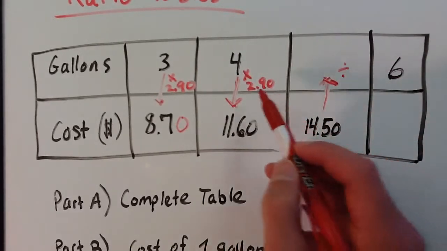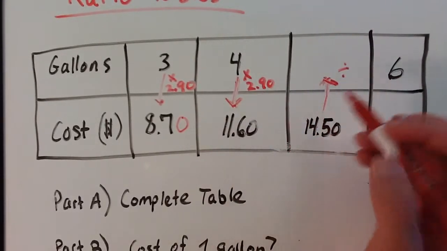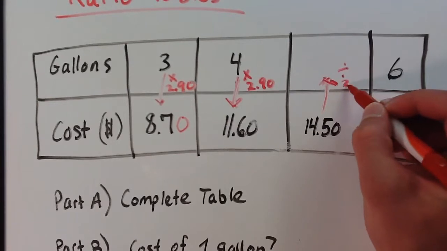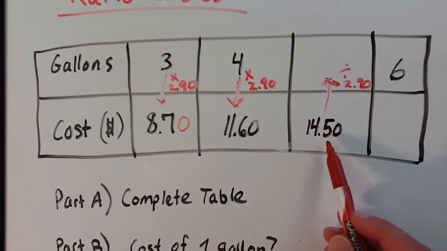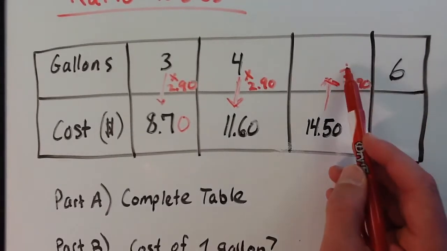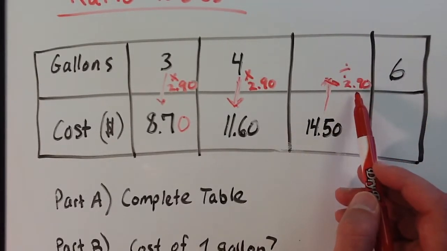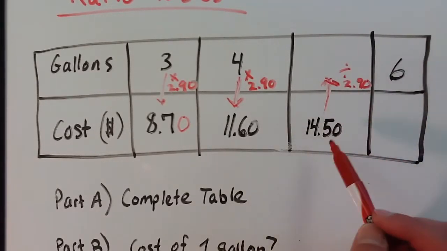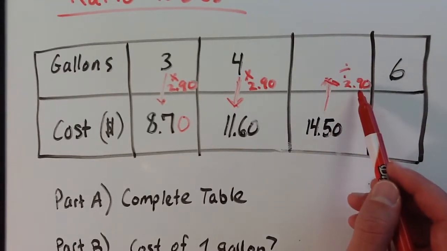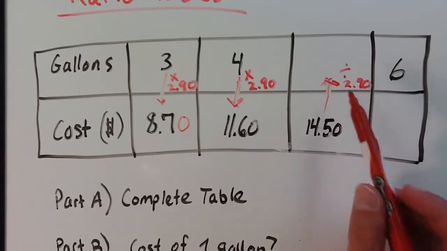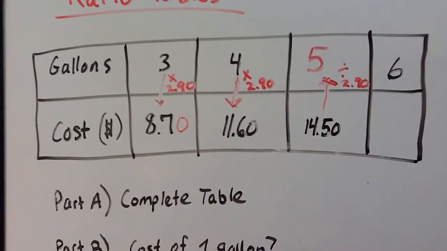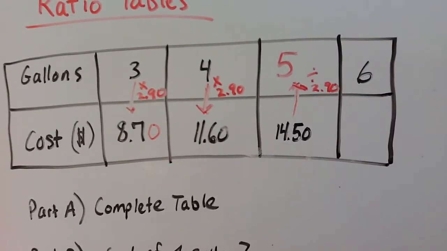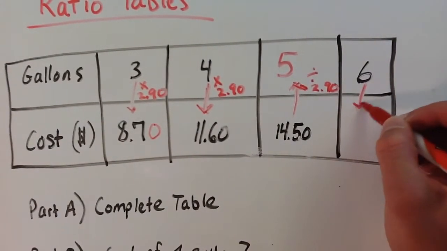So I need to divide by the cost per gallon, or divide by $2.90. If you do that in your calculator, take the cost, $14.50, and divide by the cost per gallon, which is $2.90. So $14.50 divided by $2.90, you will get 5, right? 5 gallons would cost $14.50.